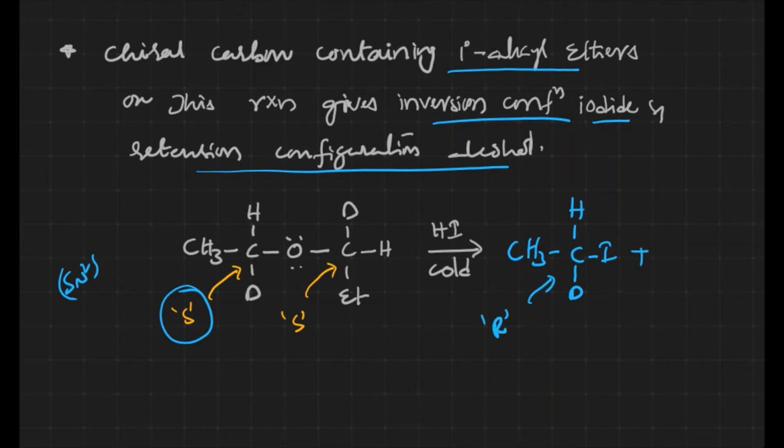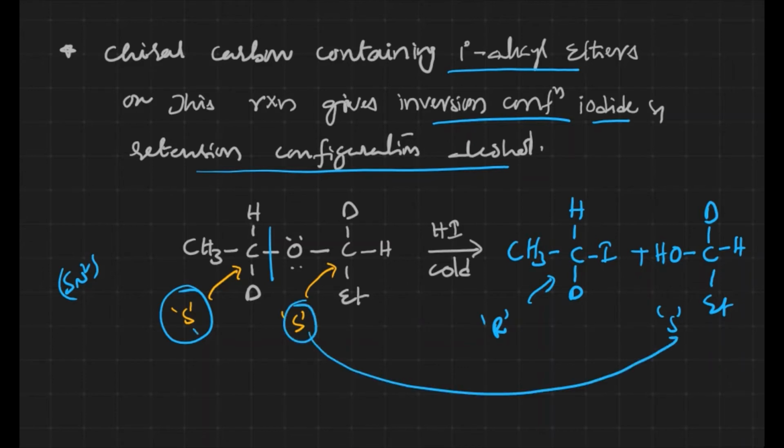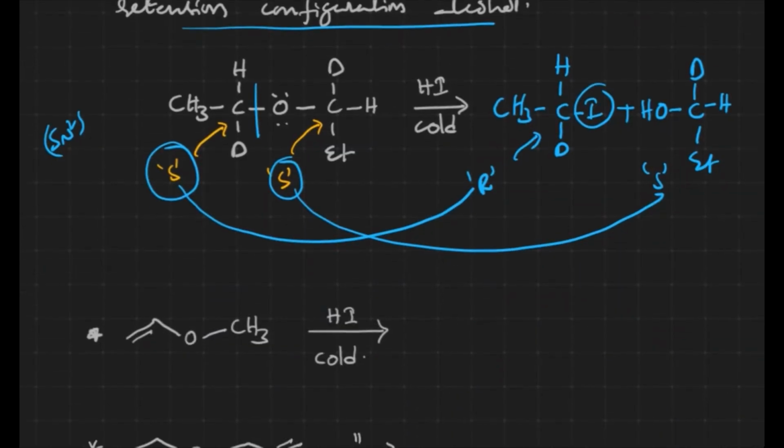And here no bond breaking is taking place over there. For the remaining bonds, there is no change in the configuration, because all the connected bonds around the carbon are going to be the same over there. That's why we can expect the same configuration. OH, C, D, H and ethyl group. This is S configuration. Sorry, this is the retention product, and this is the inversion product, inversion configuration iodide, and retention configuration alcohol we are getting here. This is how the reaction takes place.